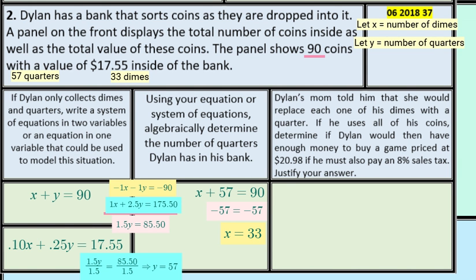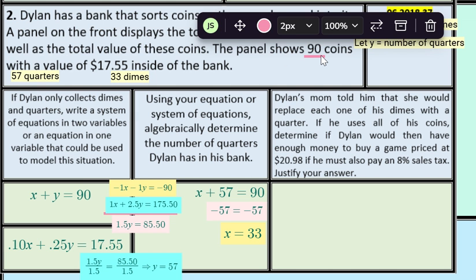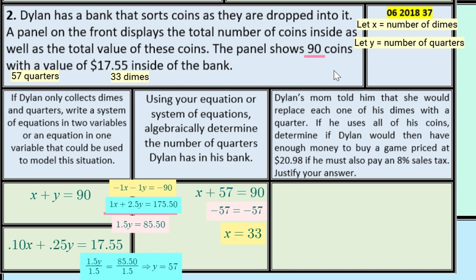Now, Dylan's mom told him that she would replace each one of his dimes with a quarter if he uses all of his coins. Determine if Dylan would then have enough money to buy a game priced at $20.98 if he must pay 8% sales tax. So remember, we don't have to worry about our system here. And this is what's kind of cool, is they're actually giving us a chance to solve a whole different problem if we struggle with the system, or to solve a different problem to get all 6 points if we were successful with our system.